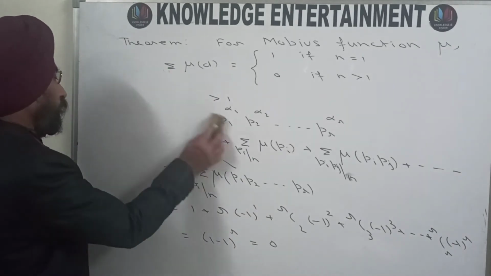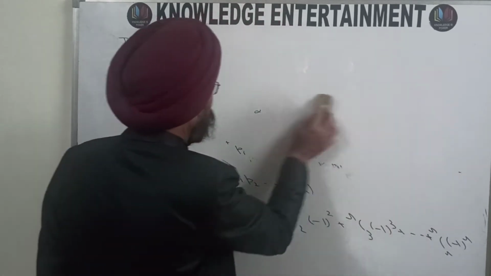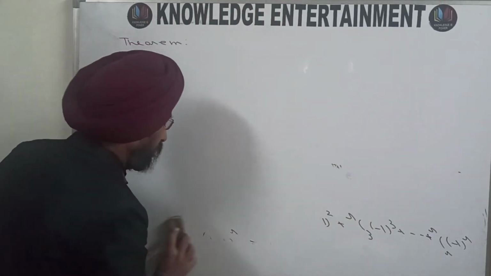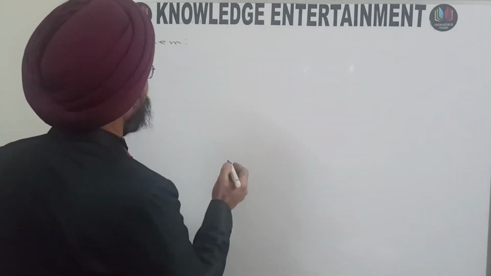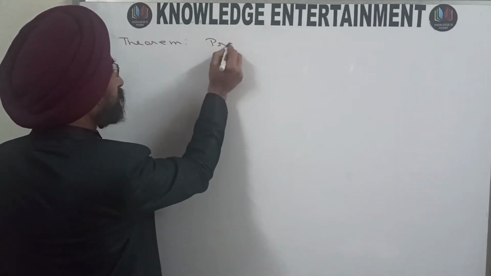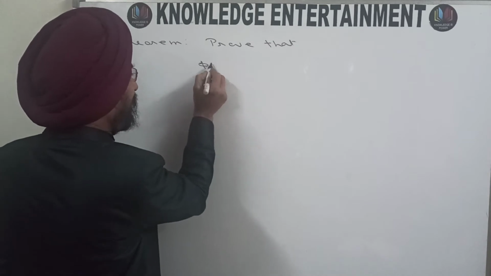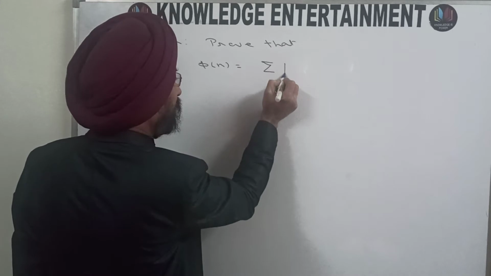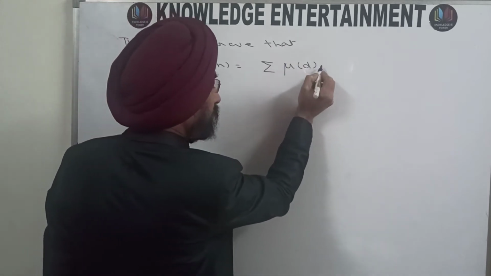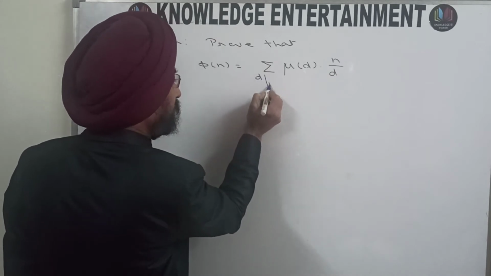And now we are moving on to another theorem, another important theorem from the point of view of examinations, from the point of view of understanding the Mobius functions. The theorem says, prove that phi n is equal to sigma mu d into n upon d, where d divides n.